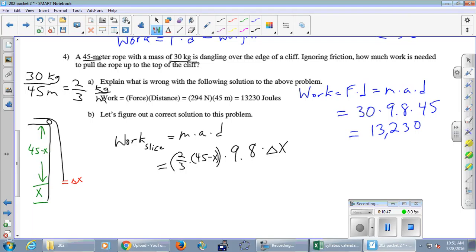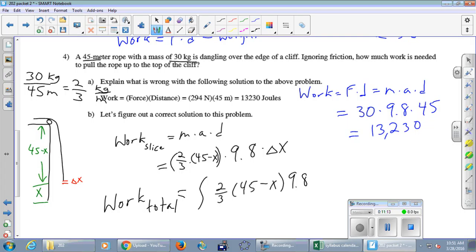Okay, and so if I wanted to do the work of all of these little tiny slice pulls, I just do a summation of things that look just like that. And then the actual work, that summation turns into an integral. And so we're going to integrate exactly that thing. 2/3, 45 minus x, 9.8, delta x becomes dx. Zero to 45, everybody buy it?